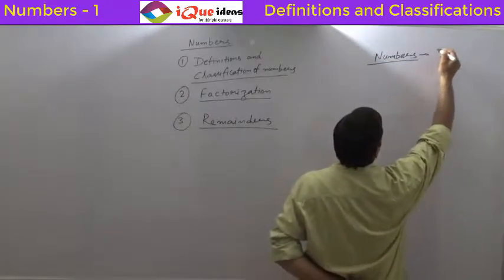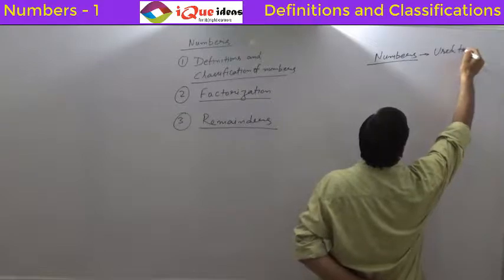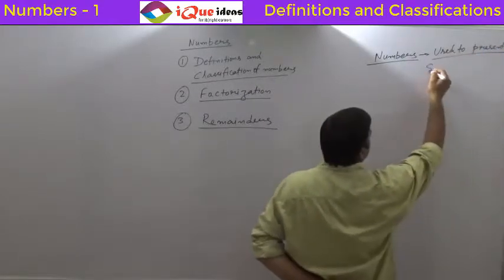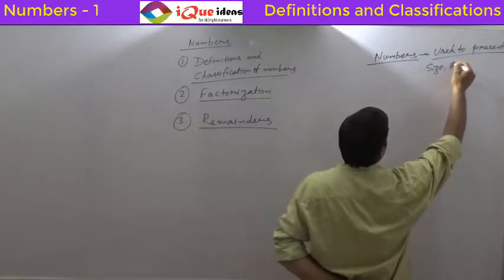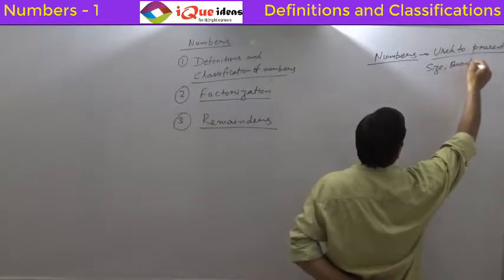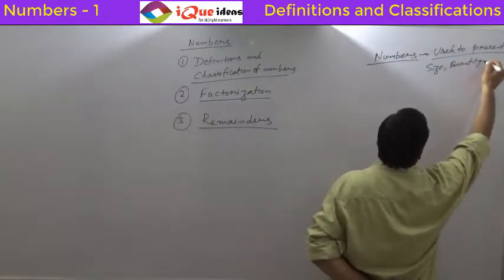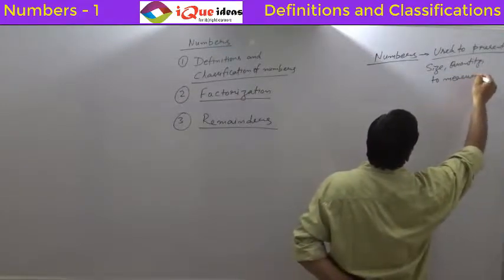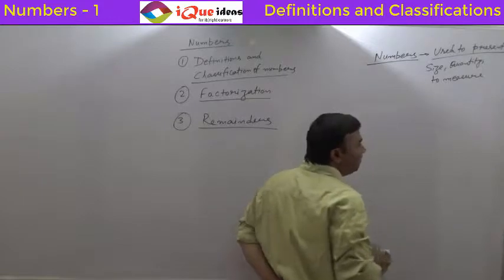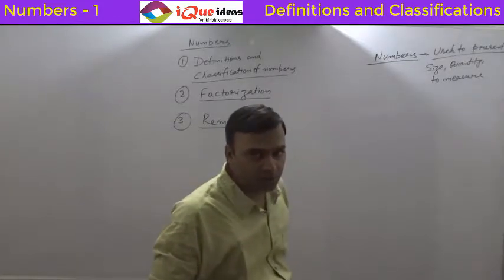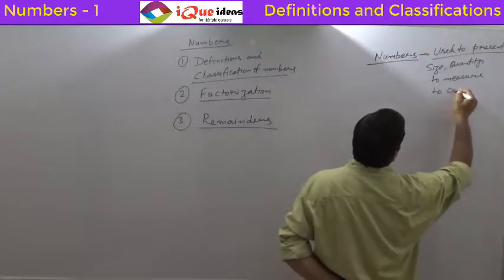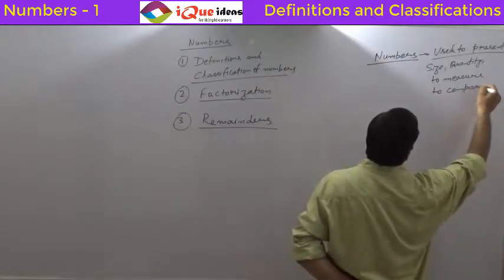So numbers are basically used to present size, quantity, or to measure. Or if we have measured or counted two things, we can compare them. To compare, we use numbers.